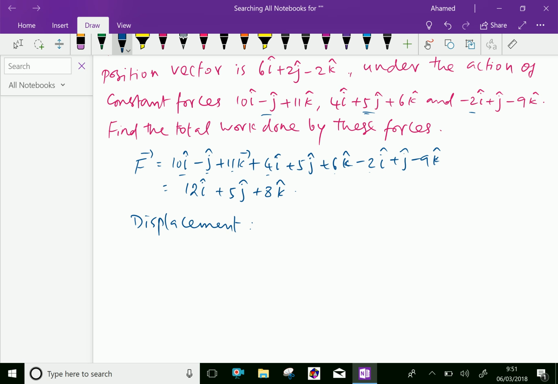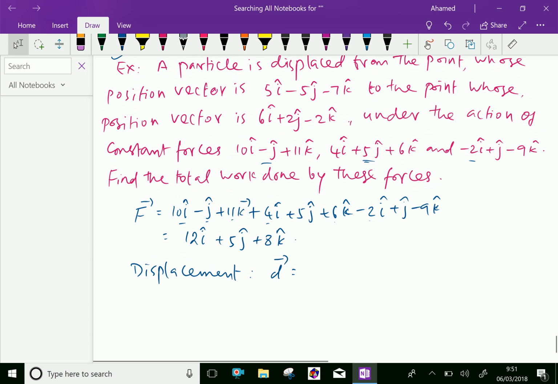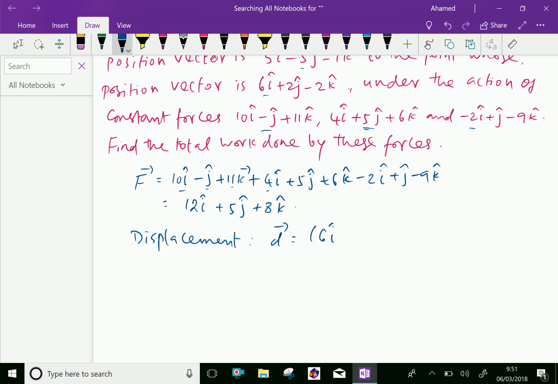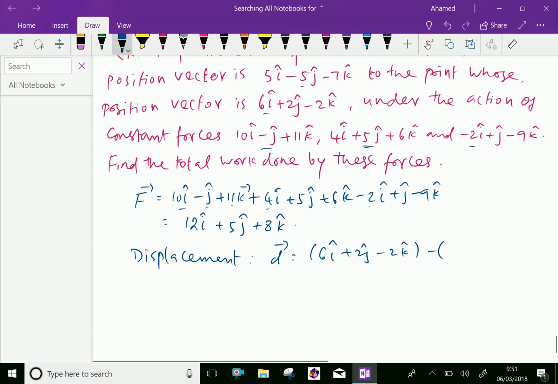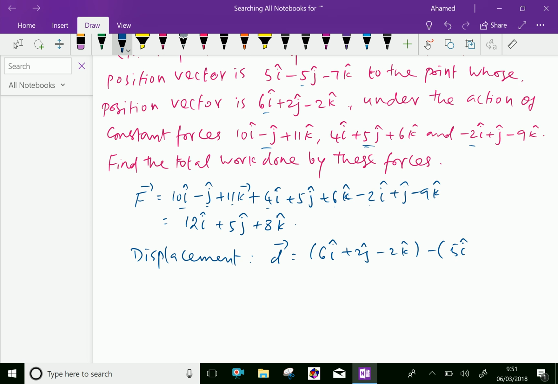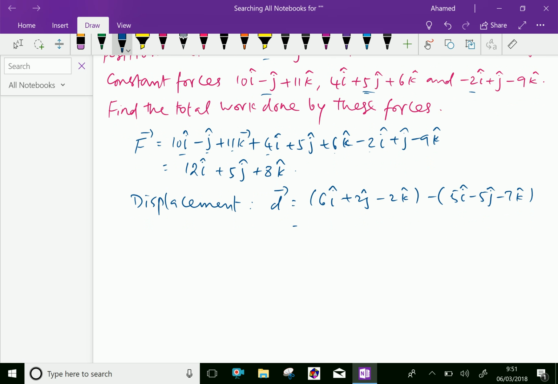vector, that is vector D, equals final position minus initial position. Here the position vector goes from the initial position to the final position, so 6i plus 2j minus 2k minus the initial position 5i minus j minus 7k. That equals 6 minus 5 is i, 2 minus of minus 1 is 3j, and minus 2k minus of minus 7 is plus 5k.